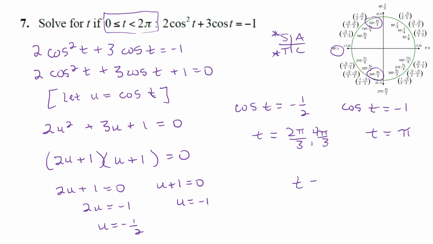So t is 2 pi over 3 or pi or 4 pi over 3. All three values will make our equation true. Awesome.